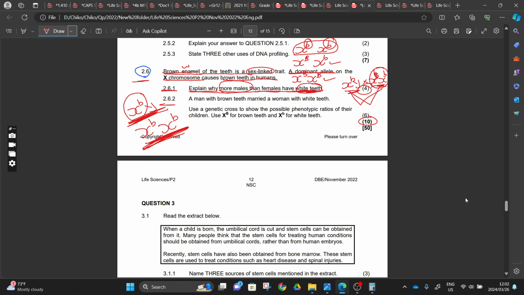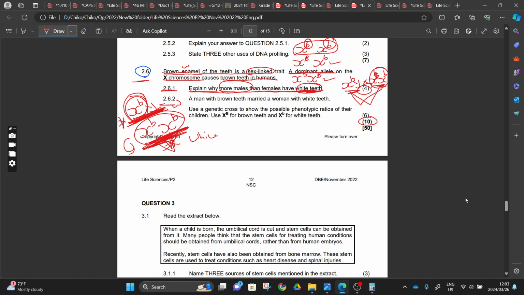Now, for me to come up with this explanation of why more males than females have white teeth, this is the thing. You can say this one is caused by a dominant allele. And since it's caused by a dominant allele, it will only need a male to inherit one recessive X from the mother for that male to be white. But for the females, they will need to inherit one from the mother and one from the father for them to be white. So the possibility of this, since they are less compared to the possibility of this, hence we find ourselves having more males having white teeth compared to females.